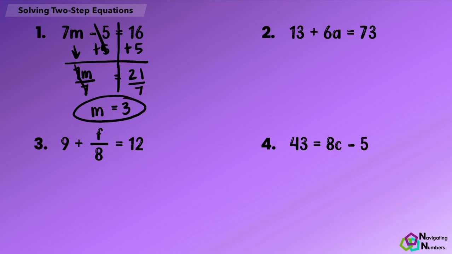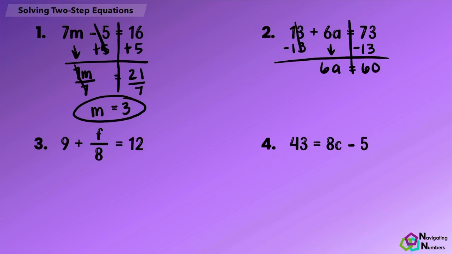Number 2, we have 13 plus 6 times a equals 73. So we have here a positive, which is addition, and then we have multiplication here. So let's draw a line down the equal sign. The first thing we get rid of is that 13. So we're going to subtract 13 to get rid of a positive 13. What we do to one side, we do to the other. So we're left with 6a equals 73 minus 13, which is 60.